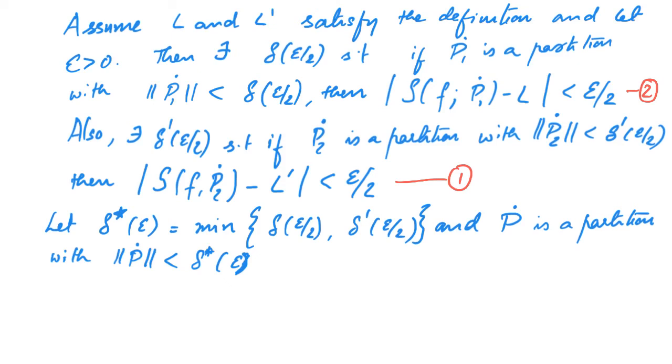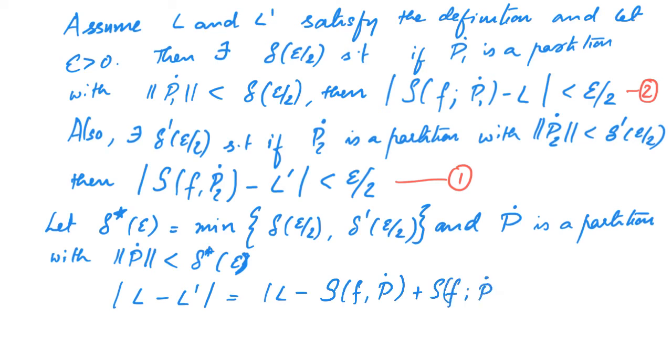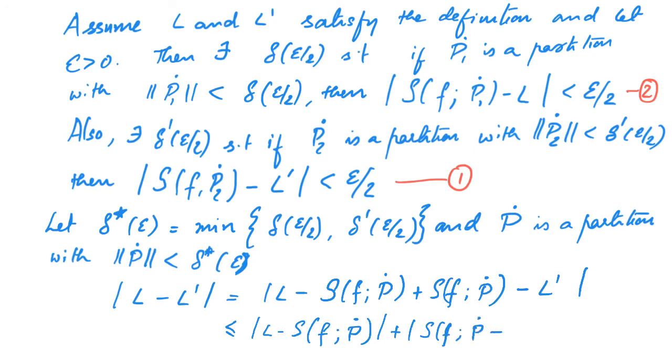Because of this, if you look at modulus of L minus L dash, it is equal to modulus of L minus S f P dot plus S f P dot minus L dash, which by triangle inequality is less than or equal to mod of L minus S of f comma P dot plus modulus of S of f P dot minus L dash, which is less than or equal to epsilon by 2 plus epsilon by 2, which is equal to epsilon.